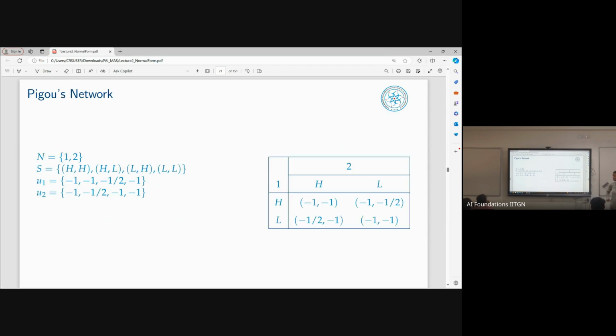And this is the matrix representation of the Pigou network.